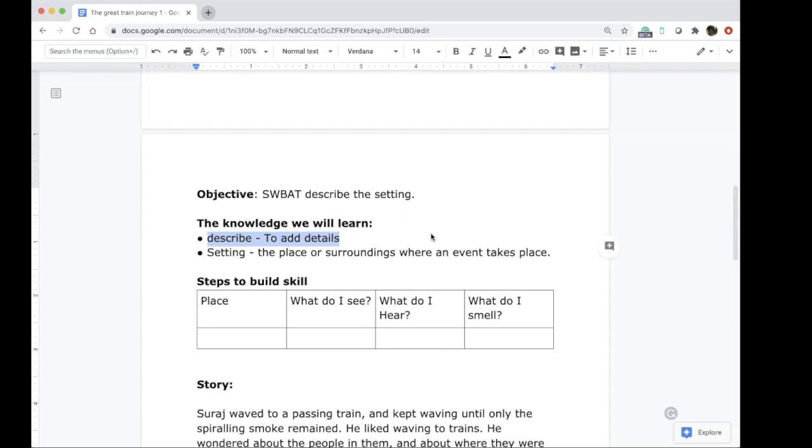So if I'm describing something, I'm adding a lot of details about that object. For example, I'm describing a car. I'm saying that the car is white in color. The car has 4 wheels. What am I saying? I'm telling some of the details about the car. Can any one of you come off mute and then describe any other object that you want?